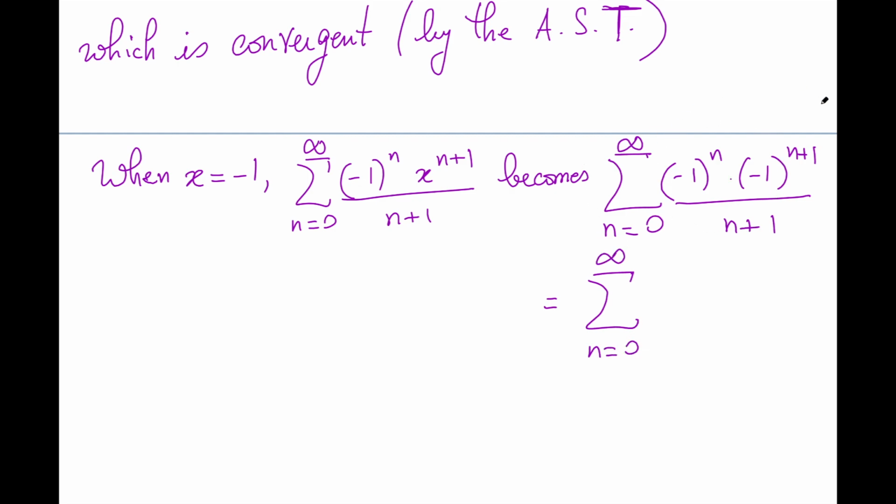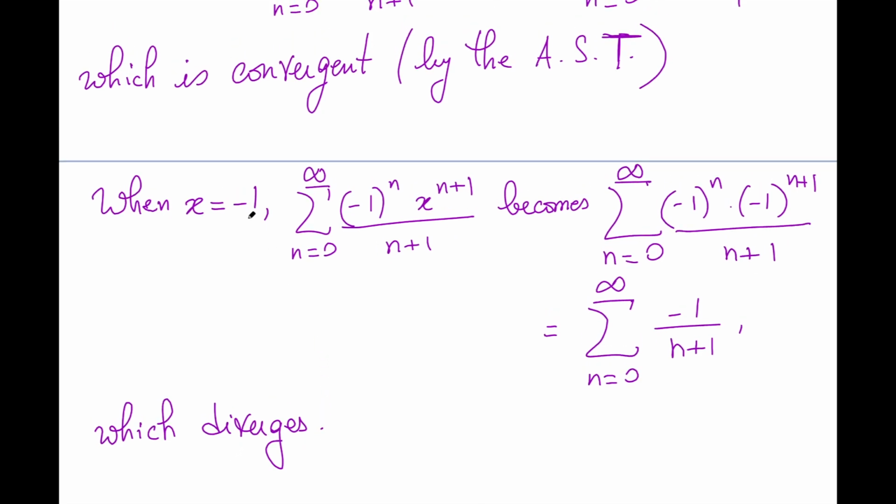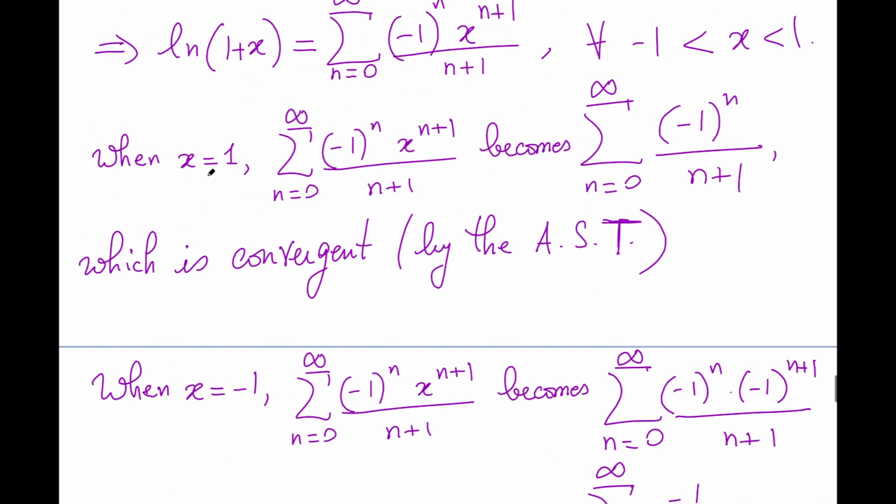what's that? Well, as n goes from 0 to infinity, either n or n plus 1 is going to be even, and hence the other is going to be odd, right? So that product is always negative 1. So this is going to be negative 1 divided by n plus 1. And this is a divergent series. This is the harmonic series, which diverges. So negative 1 turns out to be a point that makes the series divergent, and 1 makes the series convergent.